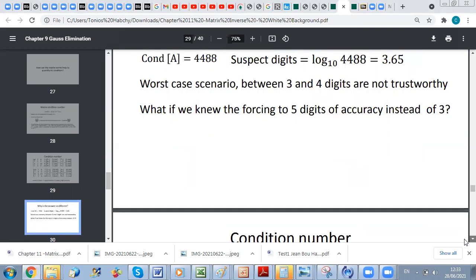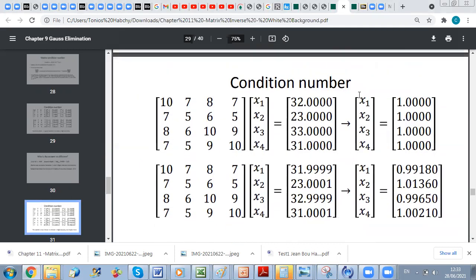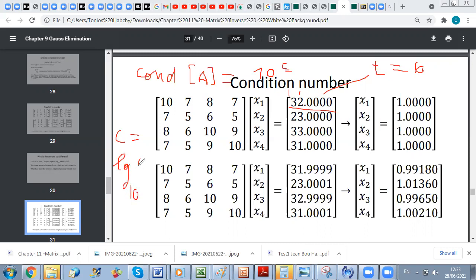If you now decide to work with 6 digits, T is the number of digits here. So here you are knowing your numbers up to 6 digits. So here T equals 6. Okay? C you get from the condition of A. So now we will do the calculation for the condition of A together. You get the number. Once you get it, you say that condition of A is equal to 10 to the power C. So how do you get C? C is simply log base 10 of condition of A.